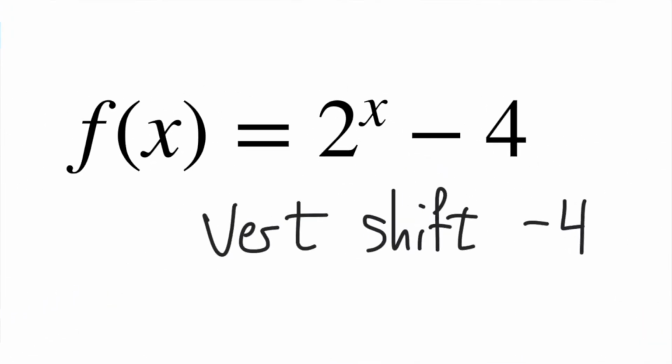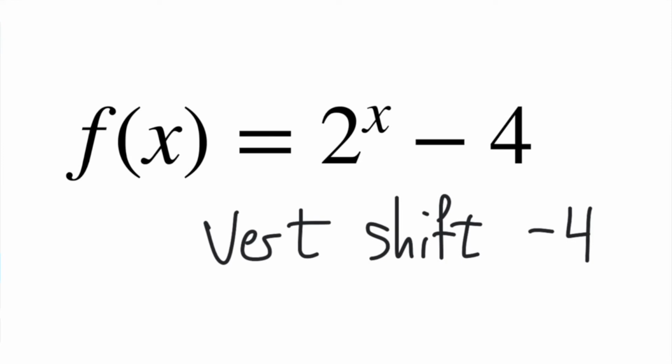Here, b, the parent function was 2 to the x, so then this is 2 to the x and then -4, because you're subtracting 4 after taking the exponents. It's a vertical shift of -4.